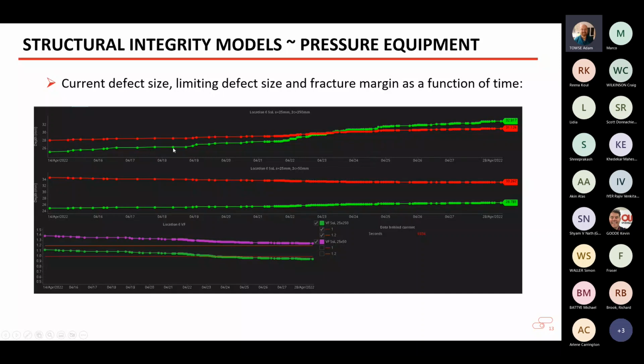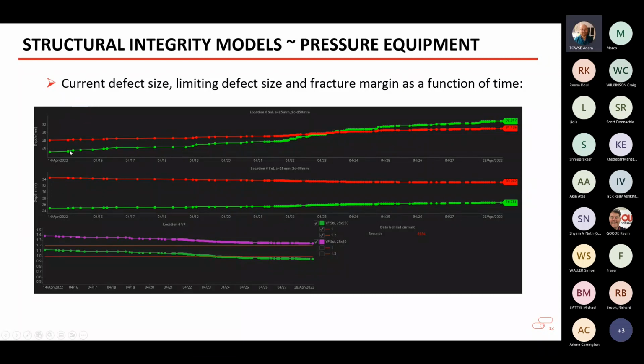So the green line is our current defect size as it gets bigger, and the red line is the maximum permitted defect size if, for example, at any stage we had a loss of coolant accident and we needed to inject cold water into this reactor to cool it. There is a limit to the defect size that can exist before we would start to worry about brittle fracture. So obviously the key point is when the green line would pass the red line, because that's when we've run out of life on this particular part.